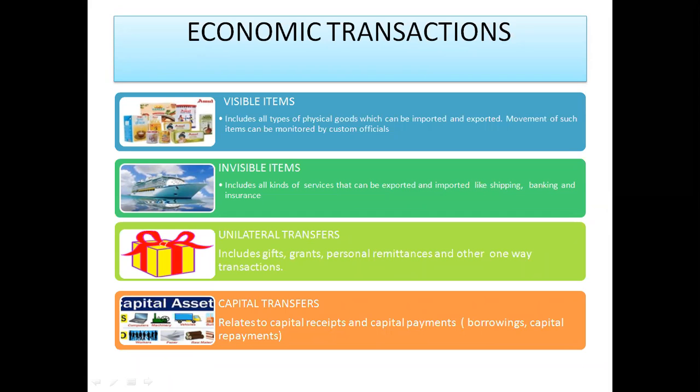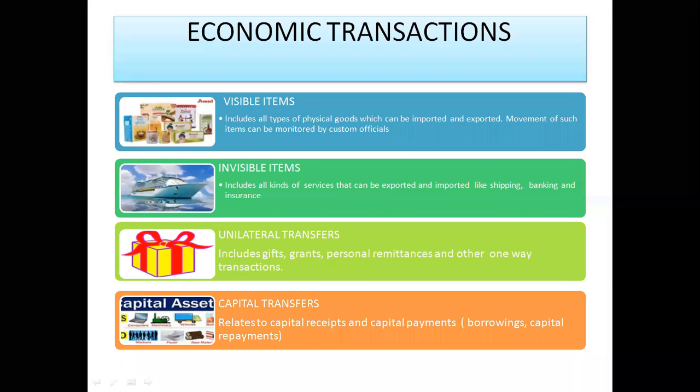So the very first thing that comes under the exchange of economic transactions among nations is visible items, where we are talking about export and import of goods. The second thing is invisible items, where we are talking about the shipping service, banking service, insurance service. Third, we are talking about unilateral transfers. There are always some unilateral transfers also.